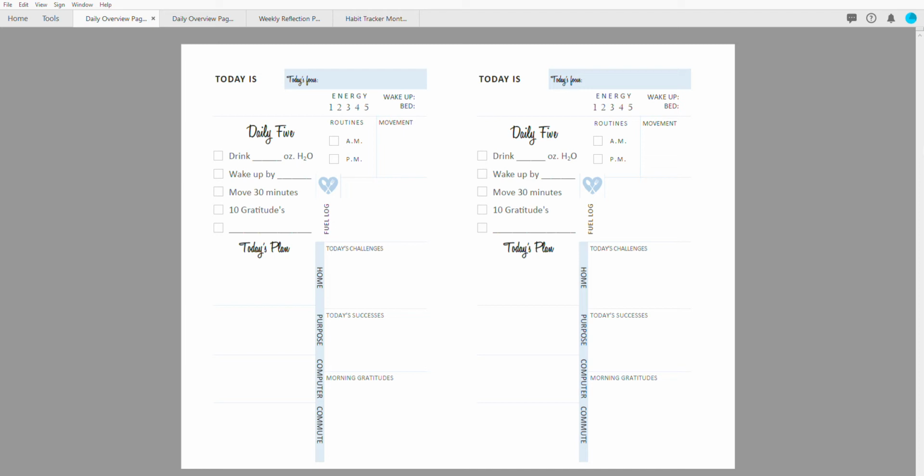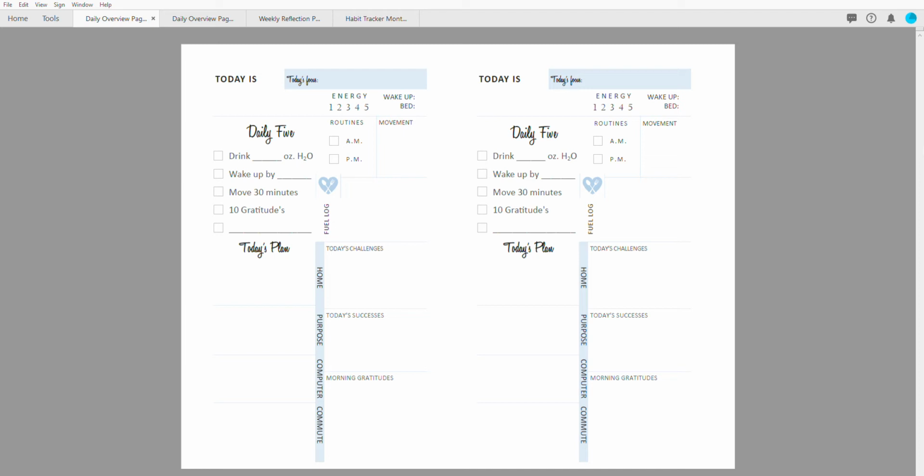A 4 is, maybe a typical day where you felt like, okay, I had decent energy. It wasn't anything spectacular, but I was able to get through my day. I got some things done. Maybe not everything that I wanted to do, but I felt generally good.